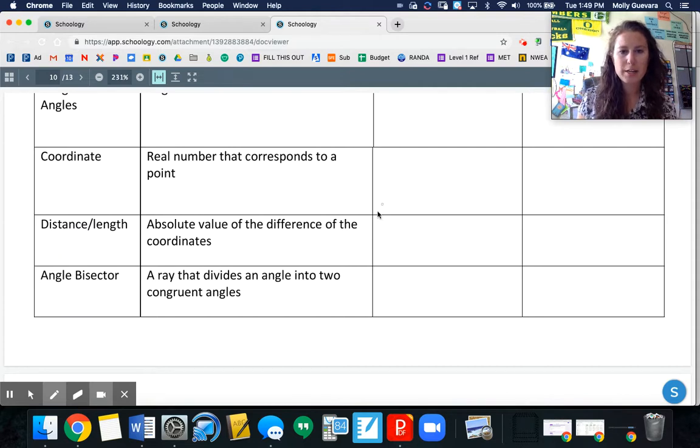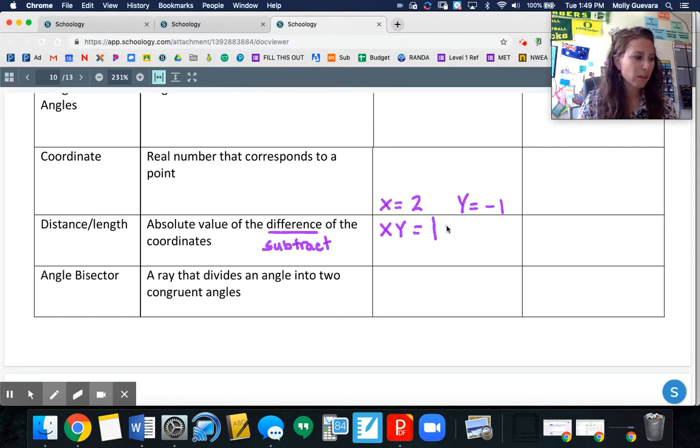So meaning, I'm going to make a little note up here, like if the x coordinate is, let's say 2, and the y coordinate is -1, let's just say, then the distance from x to y, remember difference means subtract. So if you don't remember that, I'll write it in right here. So difference means subtract. Okay, so that means I'm subtracting. So the absolute value, so I'm going to draw my absolute value bars, of 2, because that's my x, minus, and then my y is -1, and then I'm going to close my absolute value.